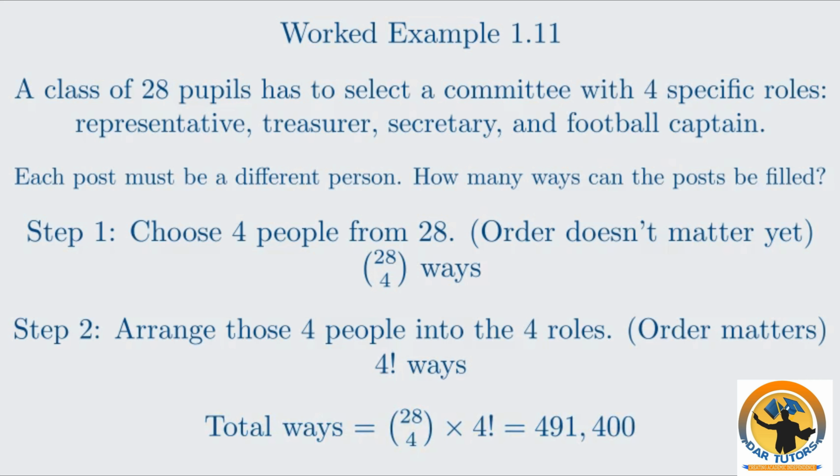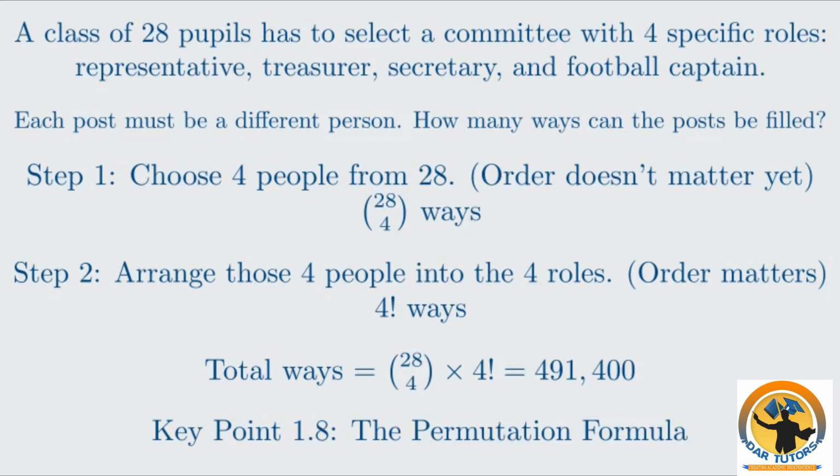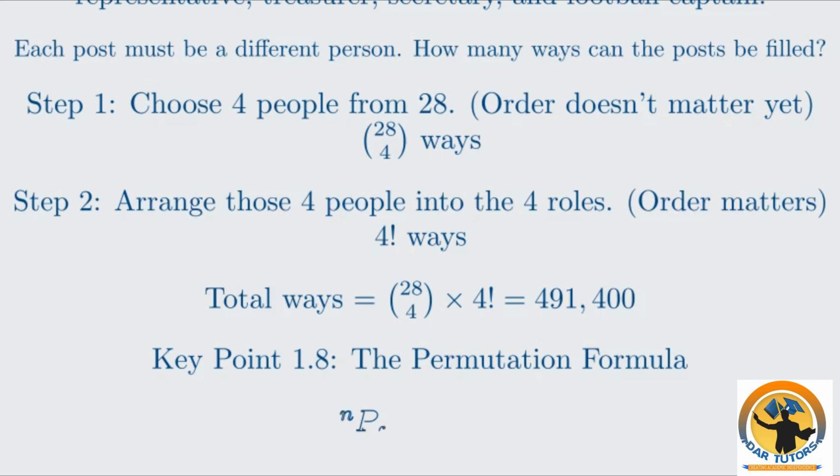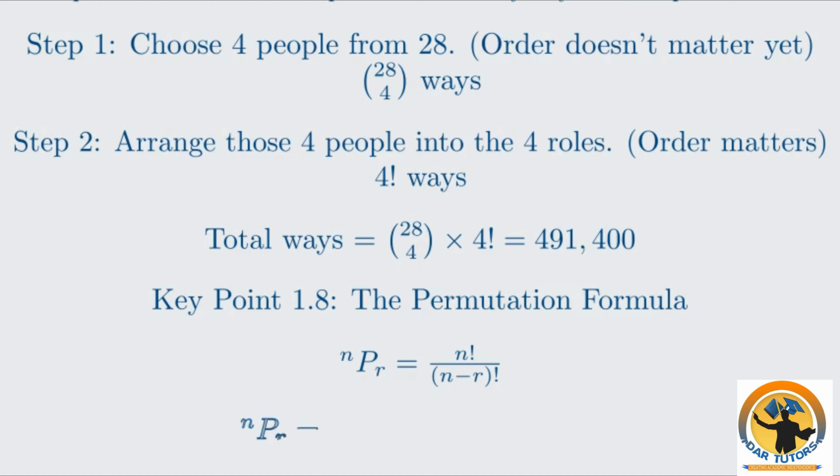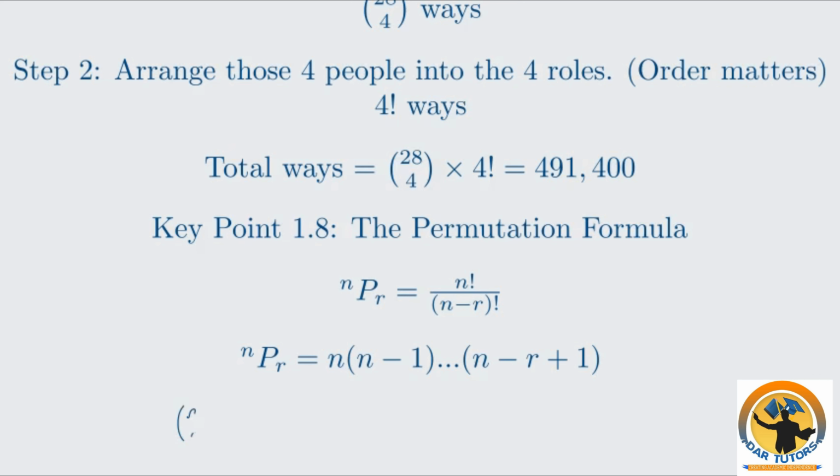This leads us to a general formula for permutations. The number of permutations of r objects, chosen from n, is denoted nPr. It's calculated as n factorial divided by n minus r factorial. This is equivalent to n times n minus 1, down to n minus r plus 1. Let's see how this formula relates to our 2-step process. Remember, nCr is n factorial divided by r factorial times n minus r factorial. If we multiply this by r factorial, the r factorial in the denominator cancels out, leaving us with n factorial divided by n minus r factorial, which is exactly nPr. So nPr is just a shortcut for choosing r objects and then arranging them.